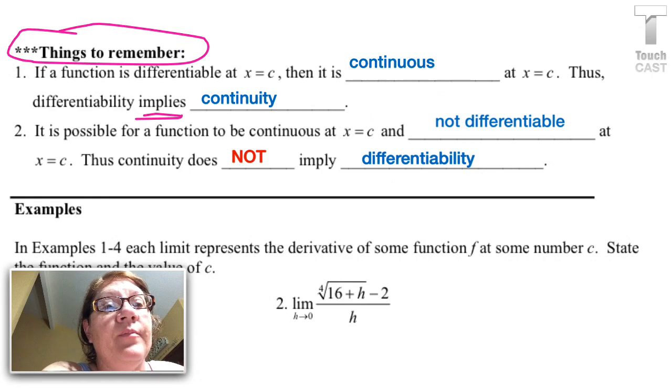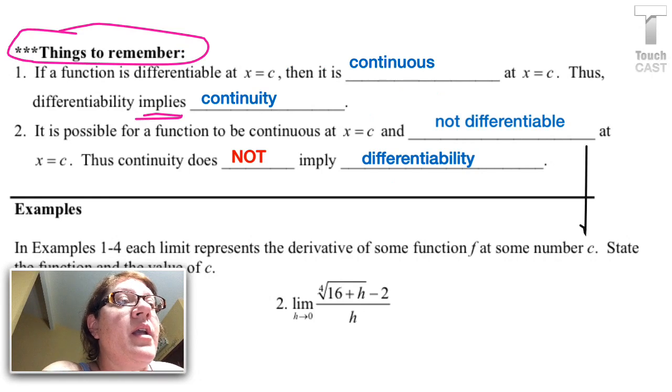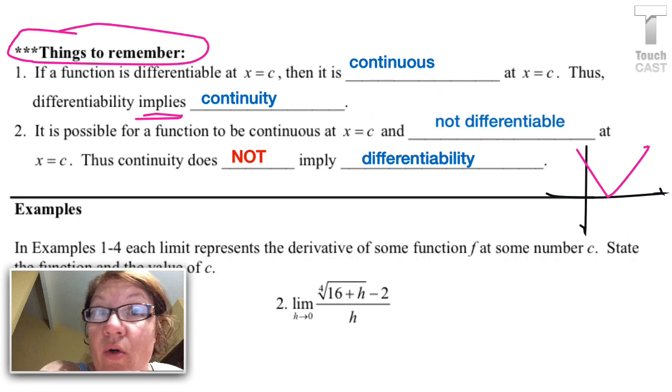If I have, let's say, an absolute value graph looking like this, it is continuous. I did not lift my pencil, notice, but it is not differentiable at the cusp. So continuous does not mean it's differentiable.